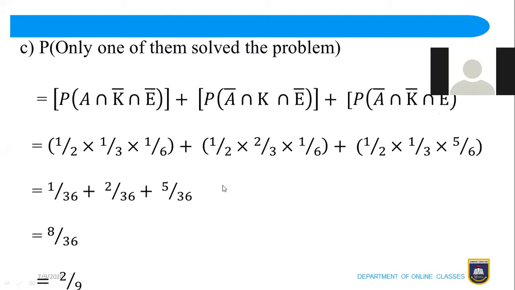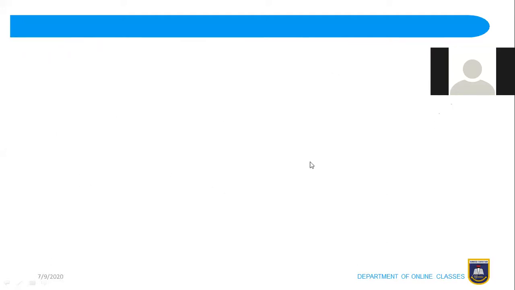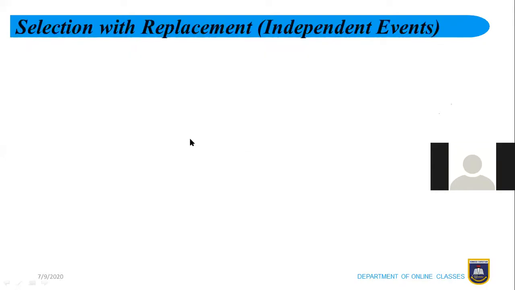Now, if no question, then we move to our lesson for today, probability 4. Selection with replacement, that is for independent events.